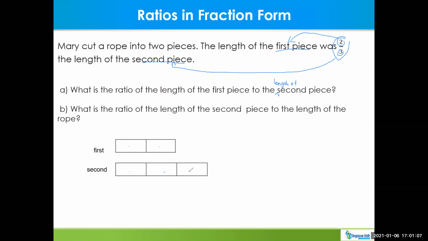If you do not understand this, can you please send me a message on the chat box so I'm aware of it, or you can raise your hand so I know. What is the ratio of the length of the second piece to the length of the rope? The length of the second piece is 3 units, and the length of the rope is 5, because you're adding the first piece and the second piece. So it will be 3 is to 5.